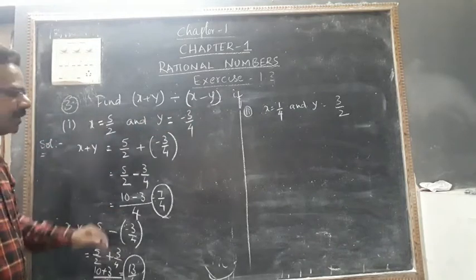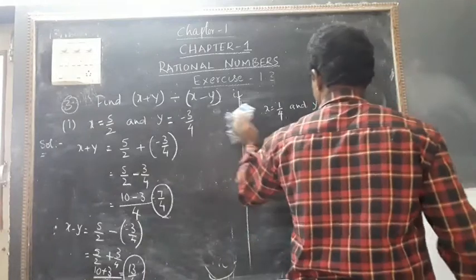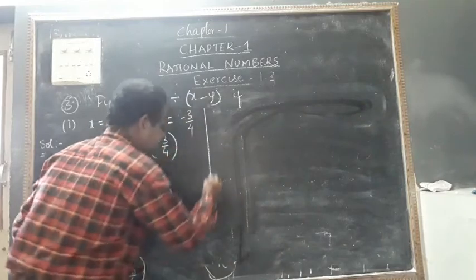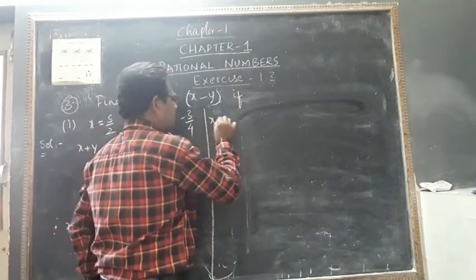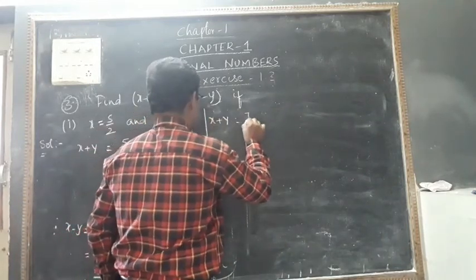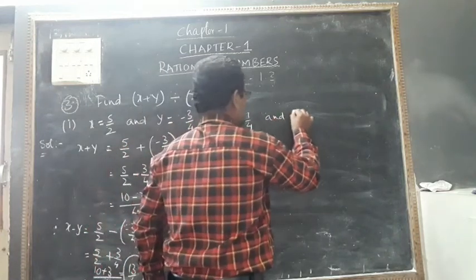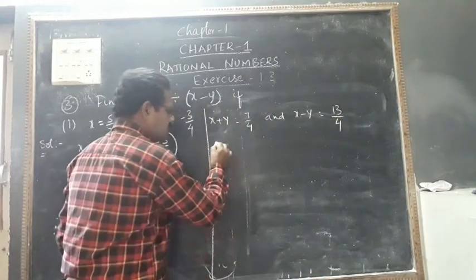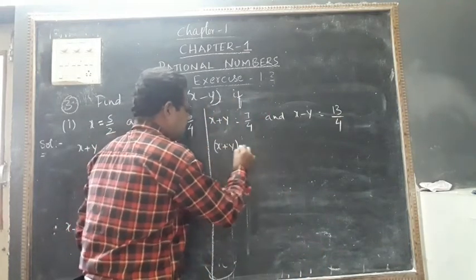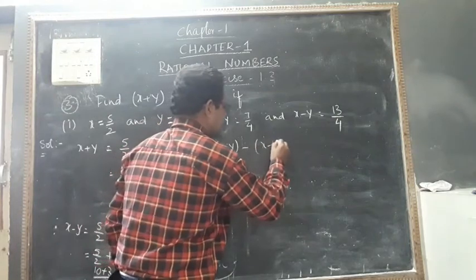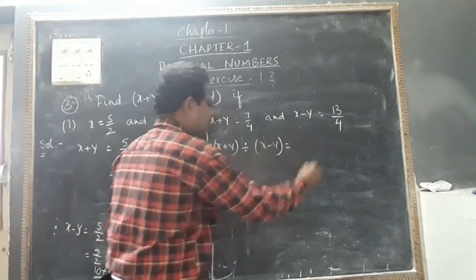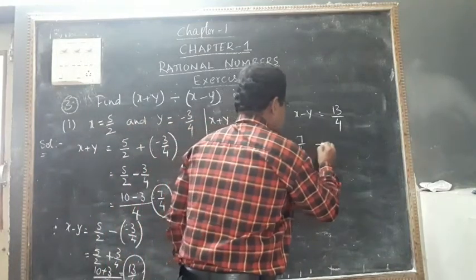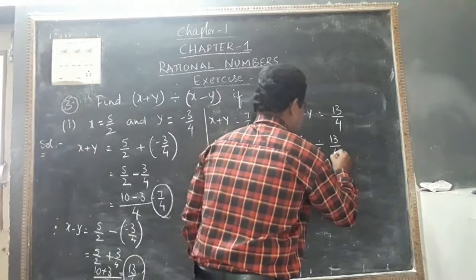So first one divided by second one, this is the continuation here. We got x plus y is equal to 7 by 4 and x minus y is equal to 13 by 4. So now x plus y divided by x minus y is equal to the first one divided by the second one, 7 by 4 divided by 13 by 4.